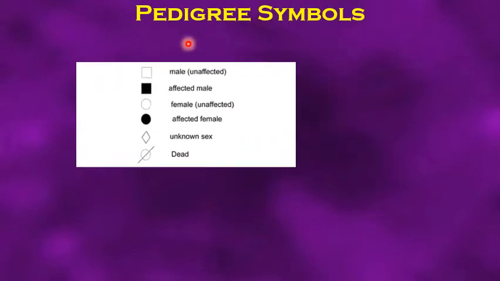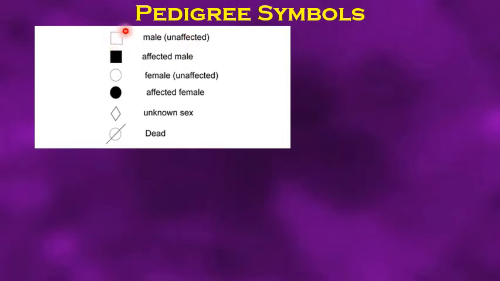There are many symbols that represent the family tree or family pedigree. The light square, that means unaffected male. The dark square, that means affected male. Light circle, unaffected female. The dark circle, affected female. The rhomboid, light rhomboid, that means unknown sex. This symbol, that means dead.